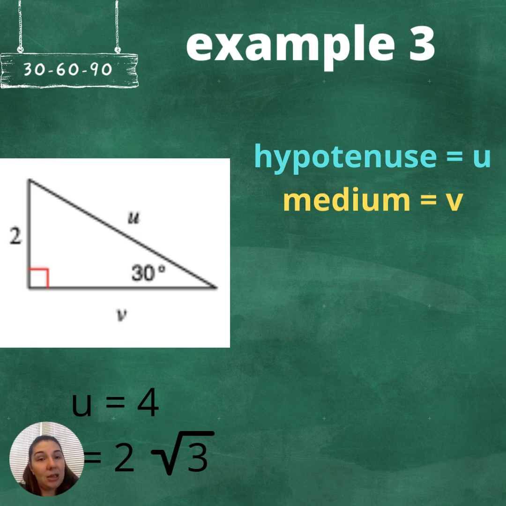So 2 times 2, which is how you go from short to hypotenuse, you take the short and you multiply by 2, would be 4. So u is 4. And to go from short to medium, you would take the short value and multiply by radical 3. So v's value would be 2 radical 3.